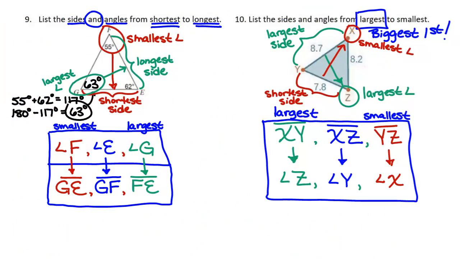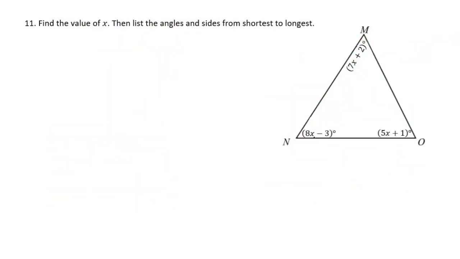There are 2 more problems that we're going to look at today, and then we're going to shut things down so you guys have a little bit of time to work on the homework that is due tomorrow. Flip your notes over to page 13 for me. It says find the value of X, then list the angles and sides from shortest to longest.